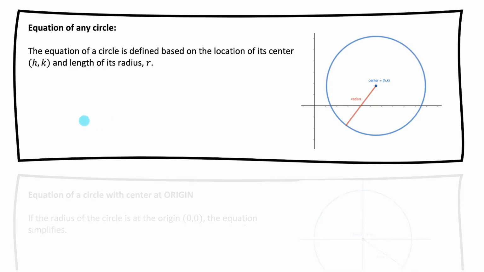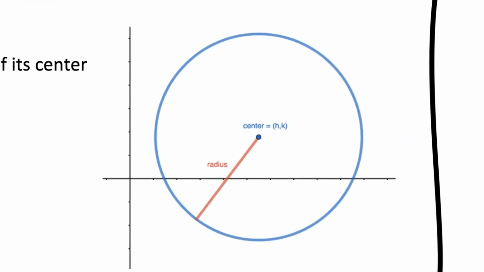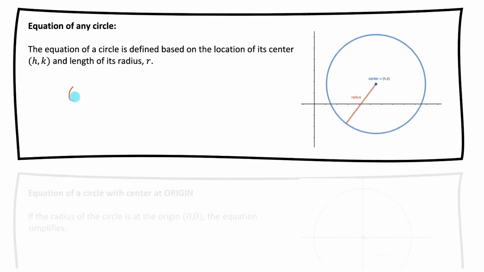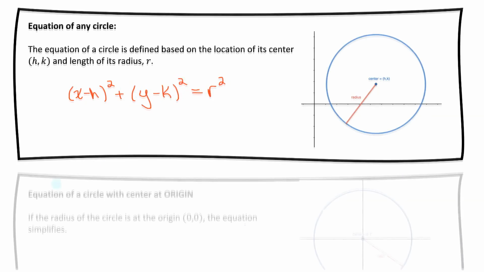So first of all, let's start with any circle. The circle could be centered anywhere. It doesn't have to be at the origin. In that case, we call the center of the circle point (h, k), and the relationship between any xy point and the radius is (x - h)^2 + (y - k)^2 = r^2.